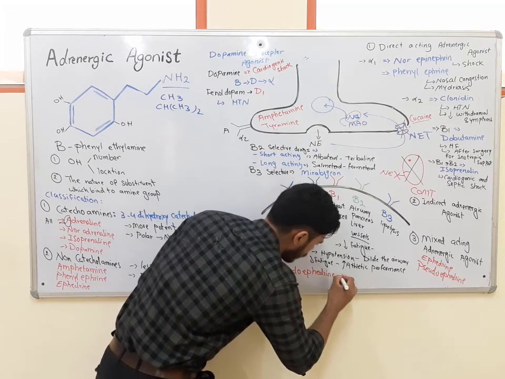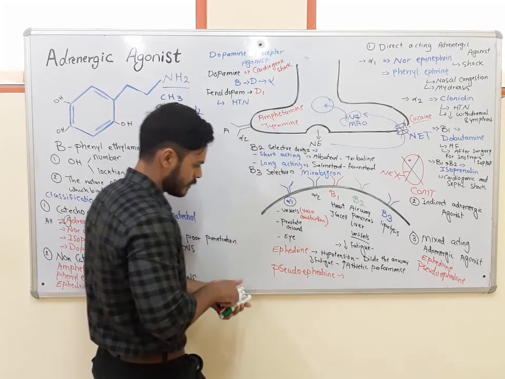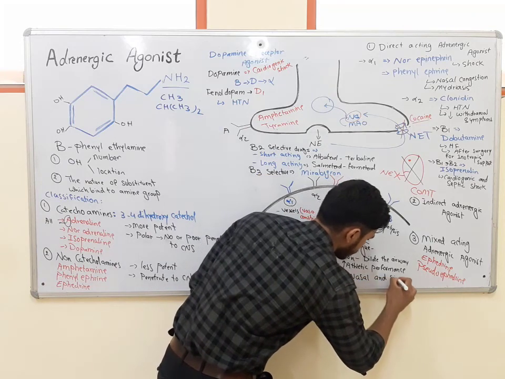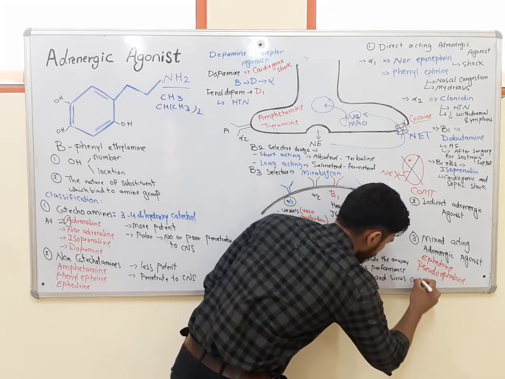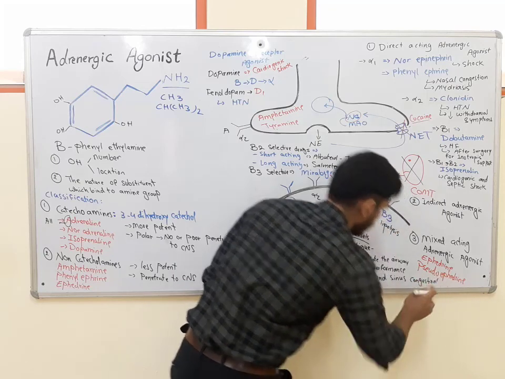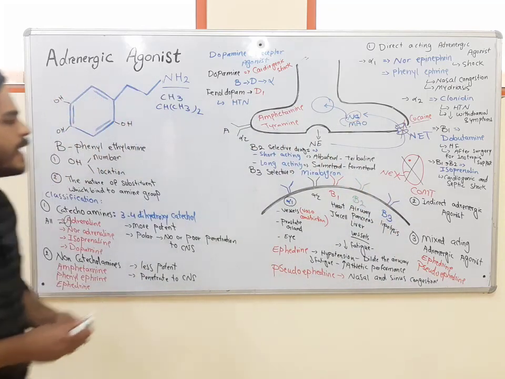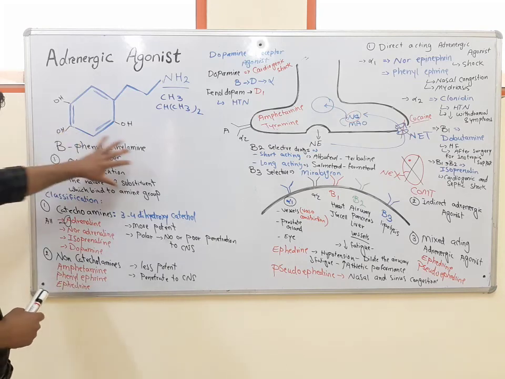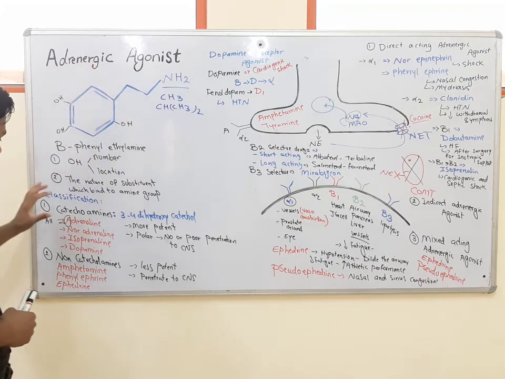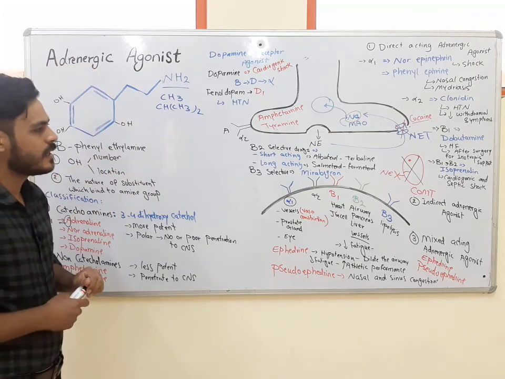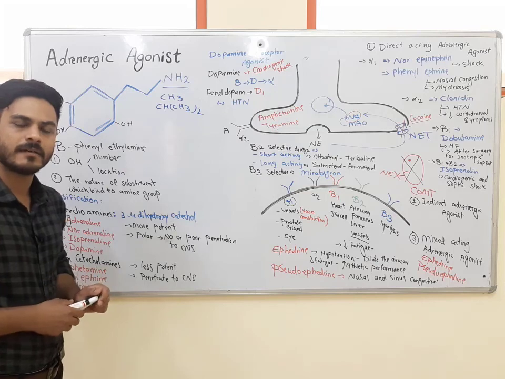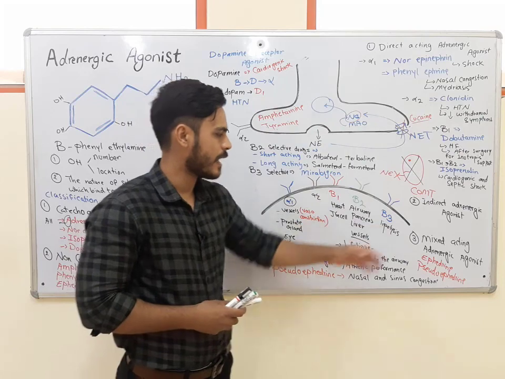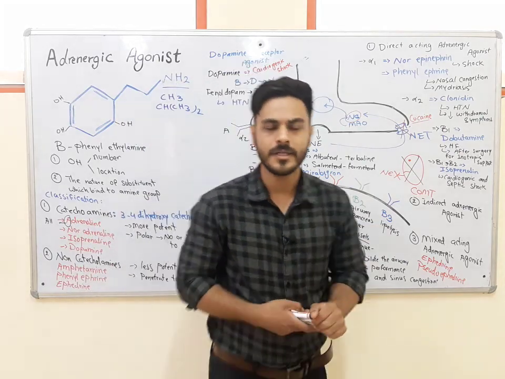We can use pseudoephedrine for nasal and sinus congestion. This was about the adrenergic agonist lecture. In this lecture, we talked about the chemical structure of adrenergic agonists, classification of adrenergic agonists, and 3 different classes of adrenergic agonists on the basis of their mechanism of action: direct, indirect, and mixed acting adrenergic agonists.